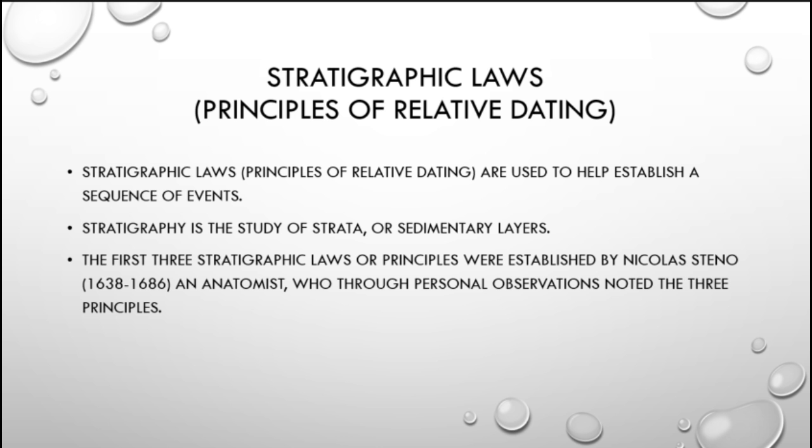Stratigraphic laws or principles of relative age dating are used to help establish a sequence of events. Stratigraphy is the study of strata or sedimentary layers. The first three stratigraphic laws or principles were established by Nicholas Steno from 1638 to 1686, who through personal observations noted the three principles.